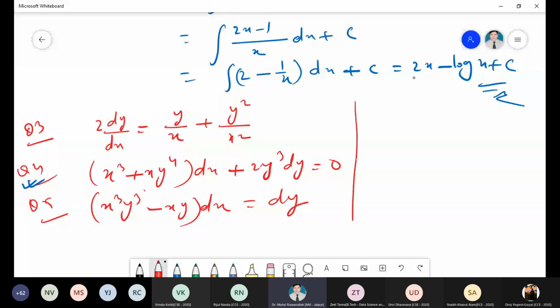Come to question number 6, and this is x plus 1 dy by dx minus 2y equal to x plus 1 to the power 4.